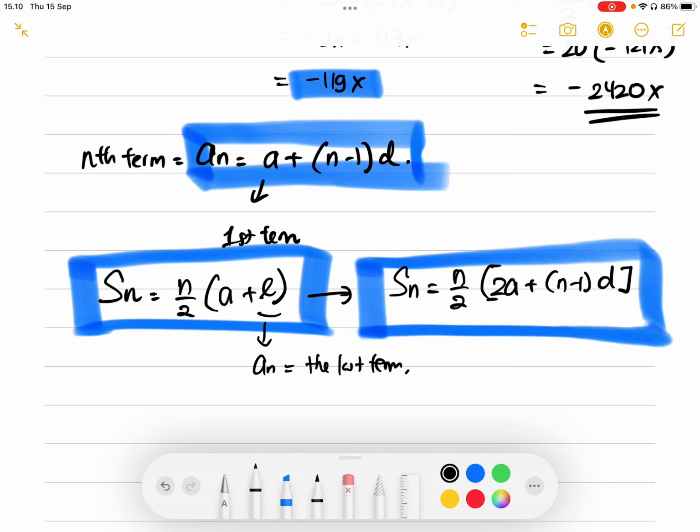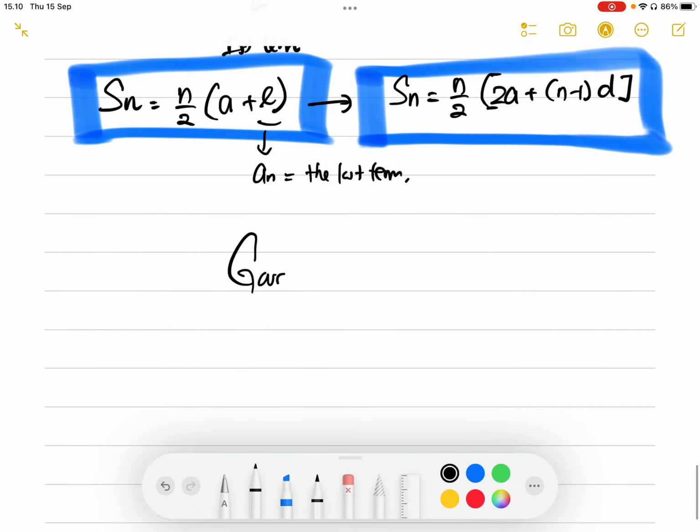So now you are ready to do the arithmetic progression worksheet. Good luck!